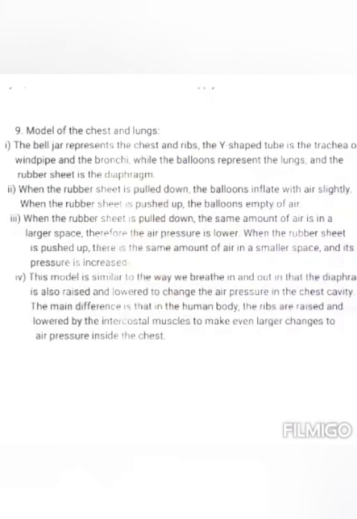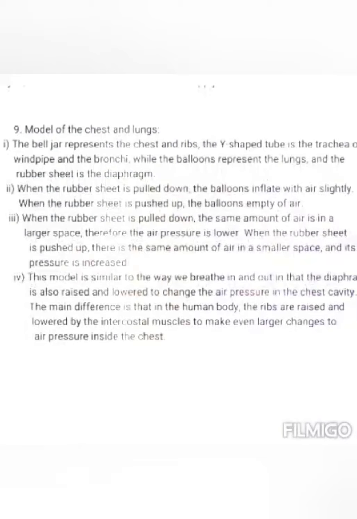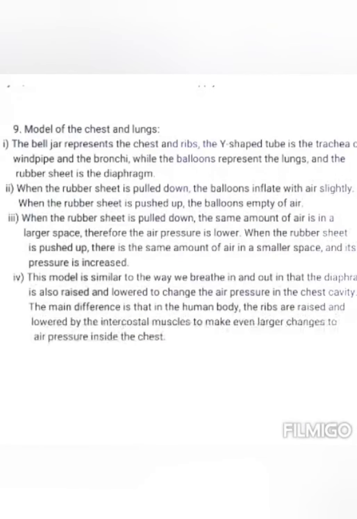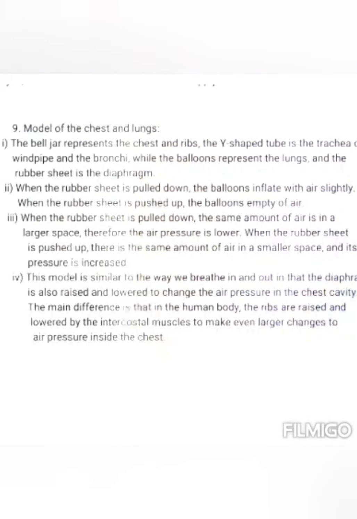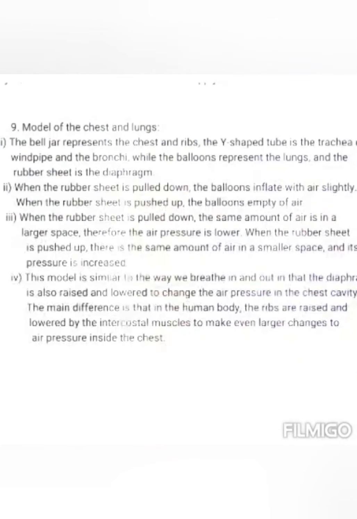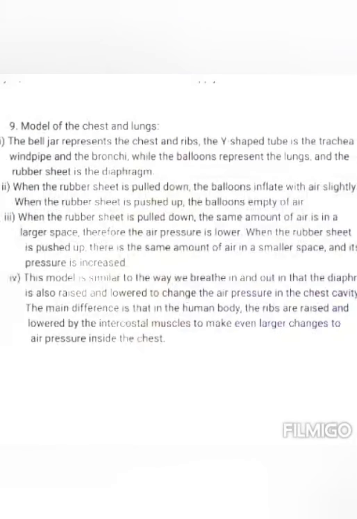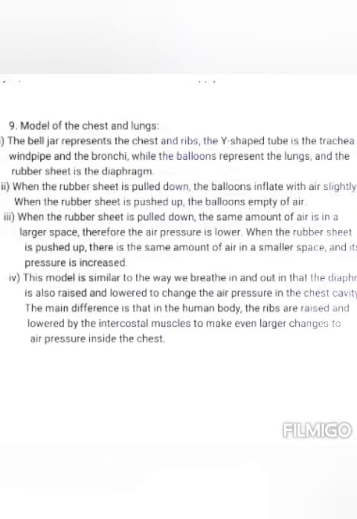The Y-shaped tube is the trachea or windpipe and the bronchi, while the balloon represents the lungs, and the rubber sheet is the diaphragm. When the rubber sheet is pulled down, the balloons inflate with air slightly. It means this process is inhalation. We are taking in air. When the rubber sheet is pulled up, the balloons empty air. It means we are giving out carbon dioxide, exhalation.